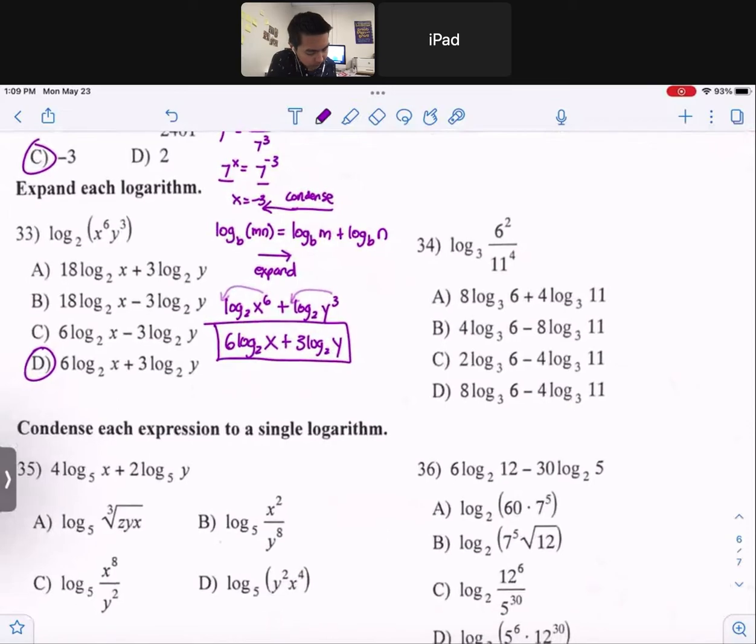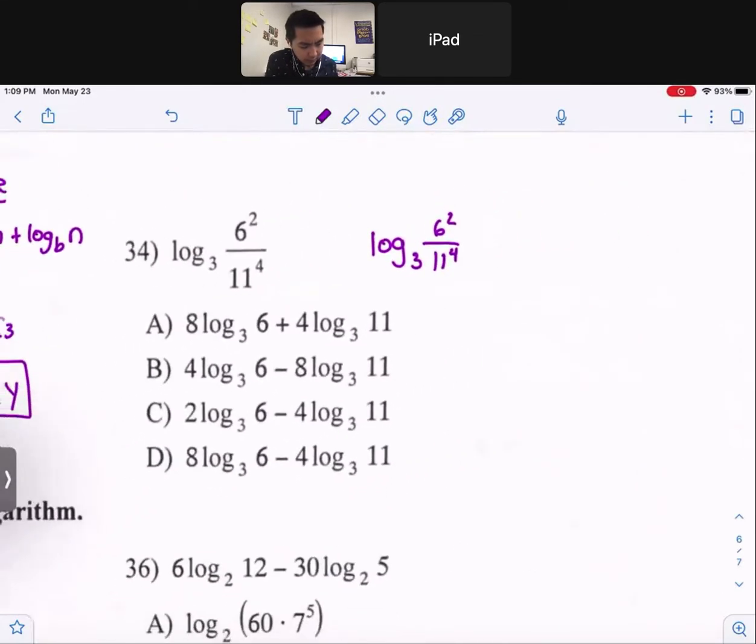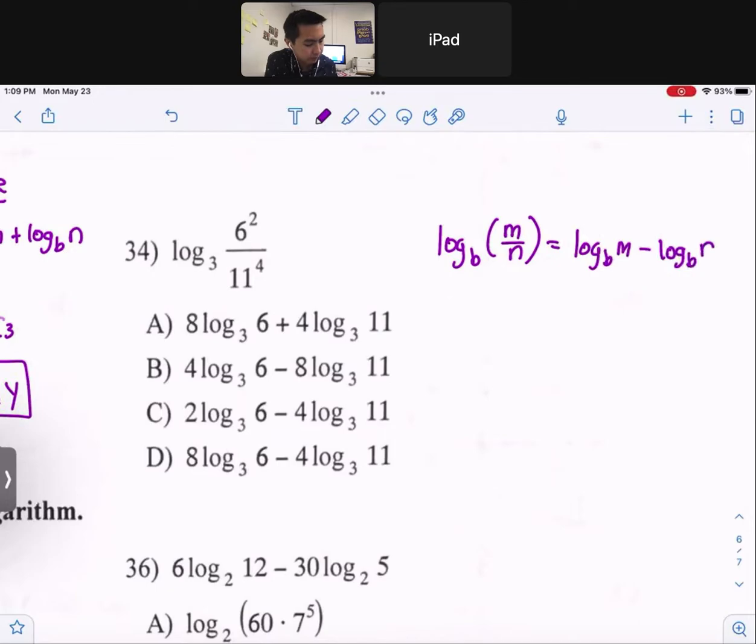Okay, 34. So here's another formula for you. We've got log base 3 of 6 to the 2nd over 11 to the 4th. So when you have this, let me write down the formula. If you have division within a log, when you expand it, it's going to be log base b of m minus log base b of n.